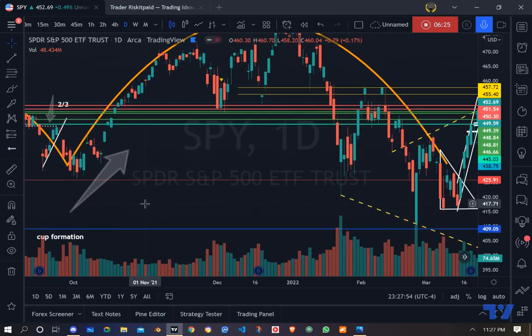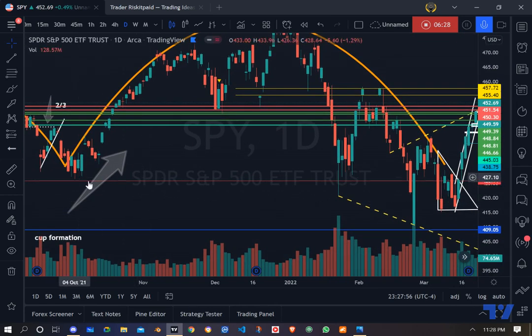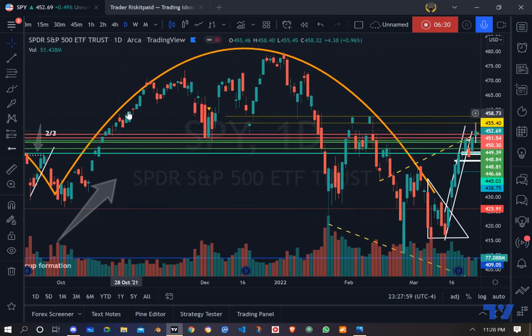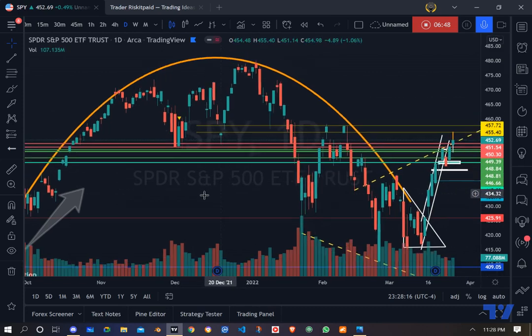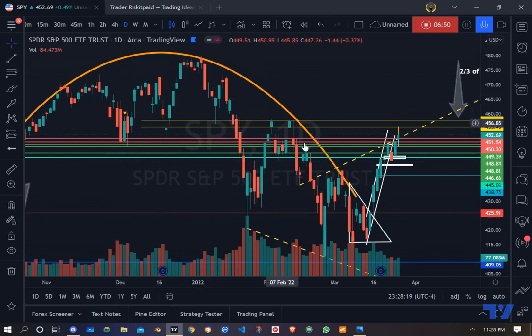Now we had our next cup come through, and it broke into this bigger, larger cup, right? 2/3 of this cup is the 457, 455 area right here, these two yellow lines. When we take this into account, here I want to say that this was our breakout handle, and then this right here was our handle breakdown, right?